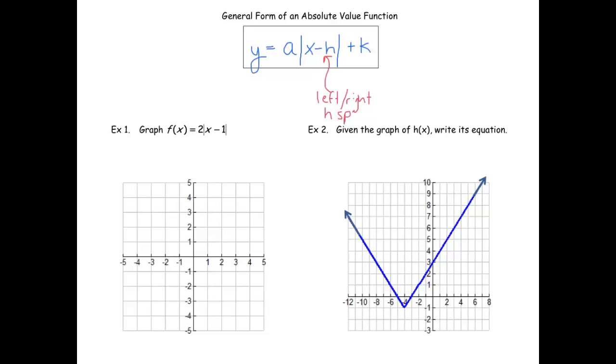H spaces. The k is moving something up or down, k spaces. But since we're always moving the origin, that means that h comma k is our vertex.